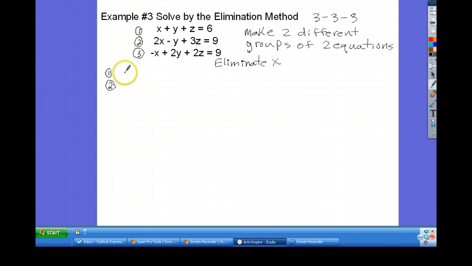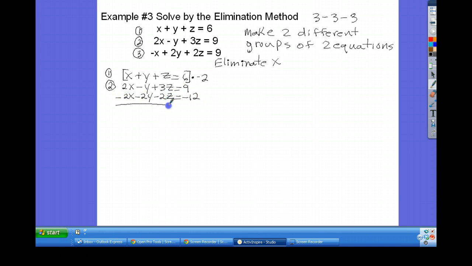So copying down equation 1, I get x plus y plus z equals 6. Equation 2, 2x minus y plus 3z equals 9. The idea is to eliminate x, so I need a negative 2 here. To get that, I take equation 1 and times it by negative 2. Multiplying through and writing it underneath here: negative 2x minus 2y minus 2z equals negative 12.